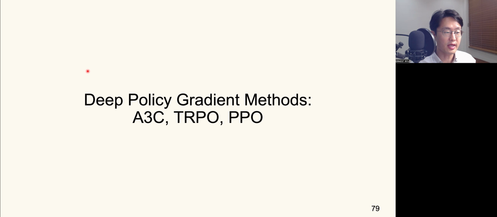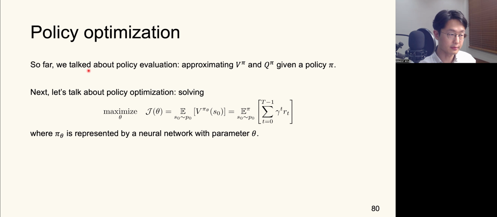All right, so let's talk about deep policy gradient type methods which perform policy optimization. These types of methods include A3C, TRPO, and PPO. So far, we've talked about policy evaluation, that is approximating the true value function v pi or q pi for a given policy pi. Next, we're going to talk about policy optimization.